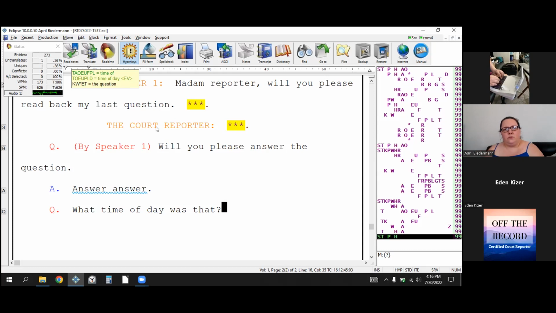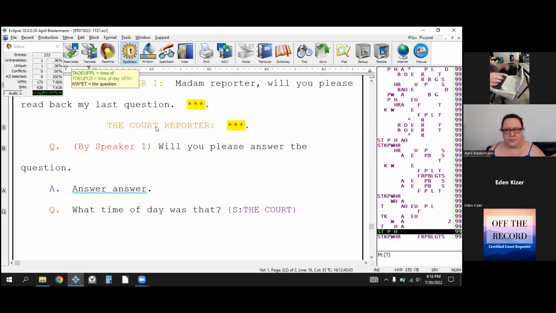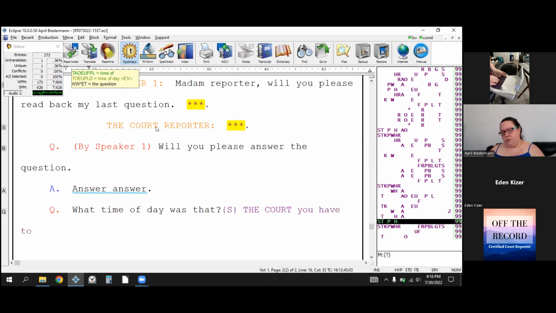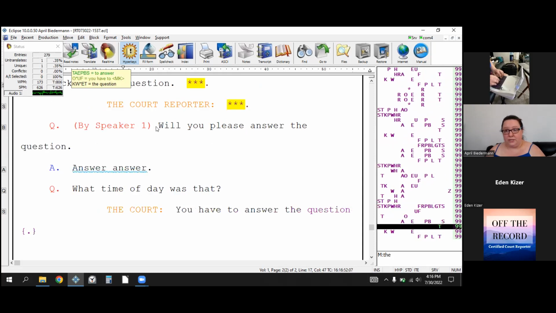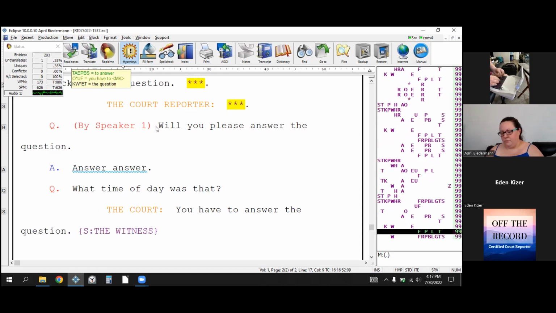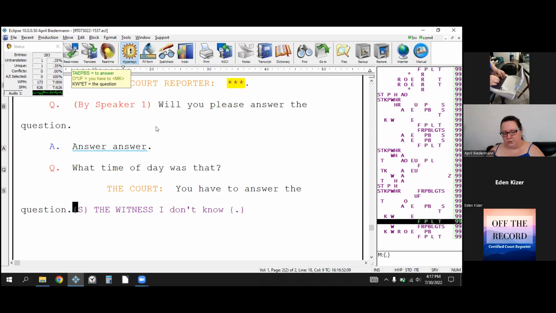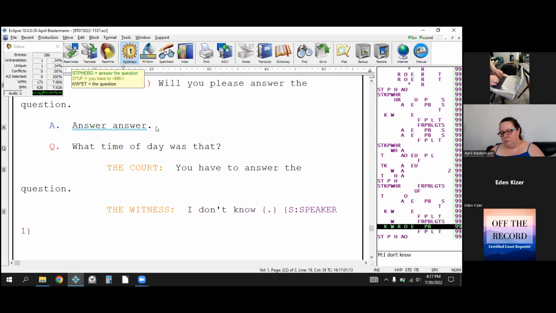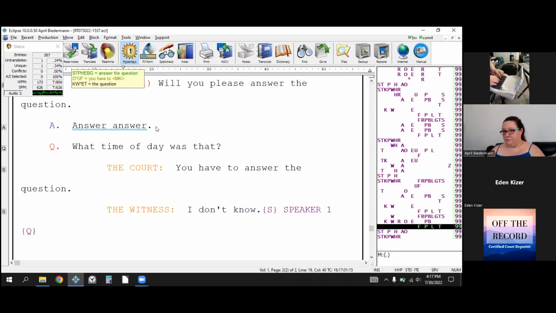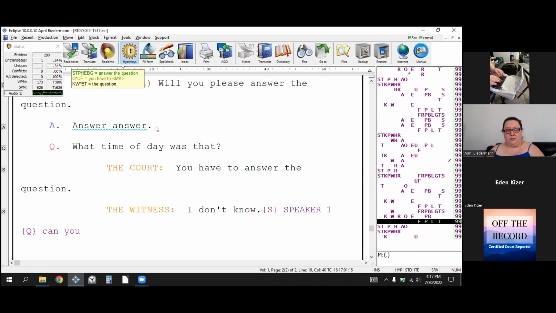So let's see. The court says, so we just had a question and then the witness isn't saying anything. So then the court comes in and says, you have to answer the question. Then we're going to do the witness speaker ID, not A, but the witness. And they're going to say, I don't know. And then speaker 1 will go back into questioning, and it'll be SNU, Q. And they'll say, can you make an educated guess?